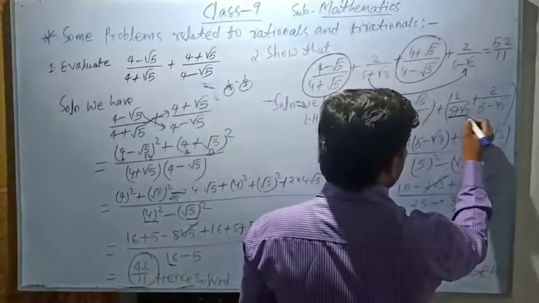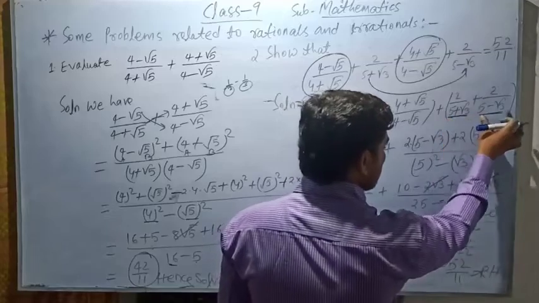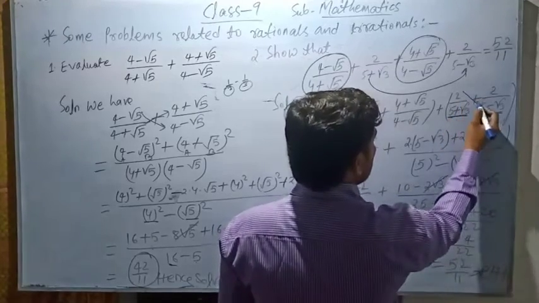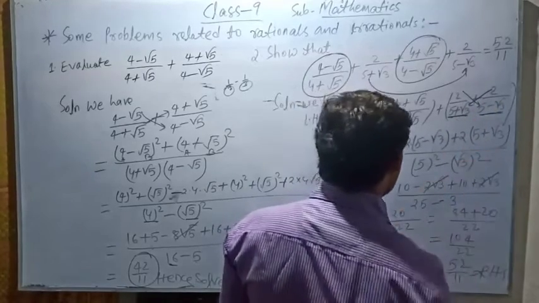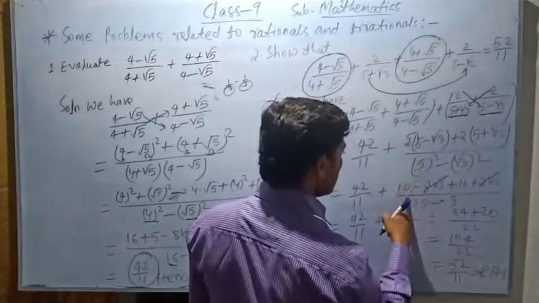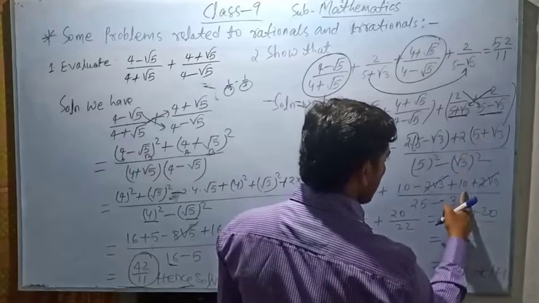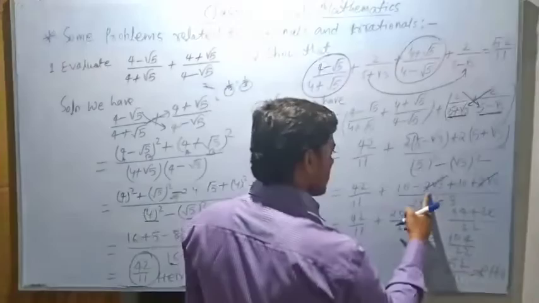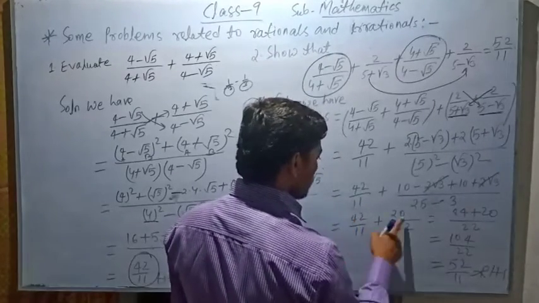So 42 upon 11, plus the LCM of 5 plus root 3 and 5 minus root 3, which is a plus b into a minus b, a square minus b square. So 2 into (5 minus root 3) and 2 into (5 plus root 3). 2 into 5 is 10, 2 into minus root 3 is minus 2 root 3, 2 into 5 is 10, 2 into plus root 3 is plus 2 root 3. Plus and minus will be cancelled. 10 plus 10 is 20, so 42 plus 20.